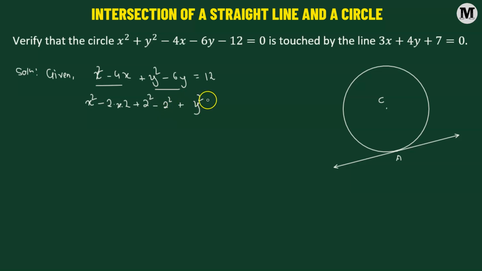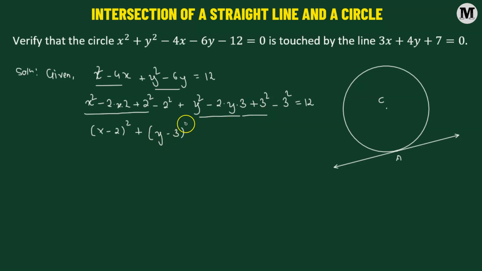Then we come to the terms containing y, so we have y squared minus 6y. Now 6y can be expressed as 2 times y times 3. The number 3 tells us that we have to add 3 squared and subtract 3 squared, add and subtract that extra term, equals 12. Now x squared minus 2x times 2 plus 2 squared is nothing but x minus 2 whole squared. So we've successfully converted it into a perfect square. Added to y squared minus 2y times 3 plus 3 squared, that becomes y minus 3 whole squared.